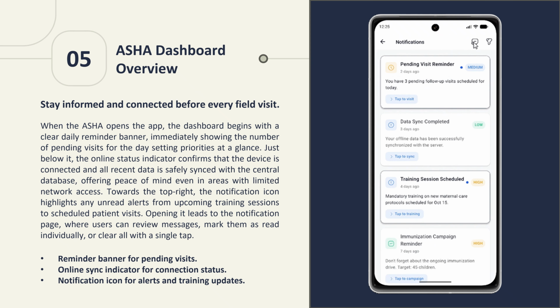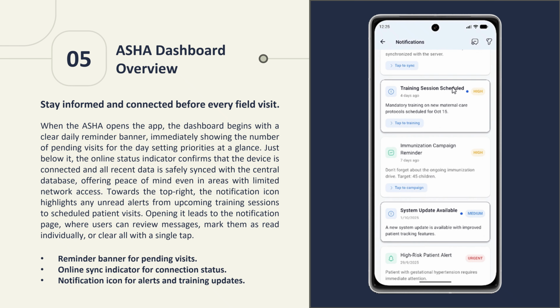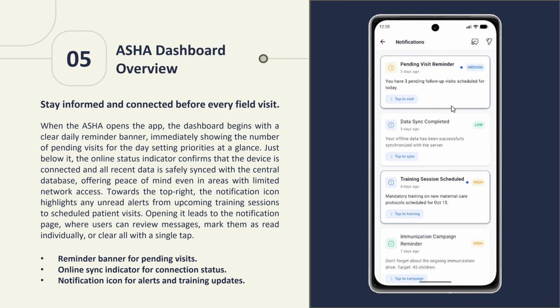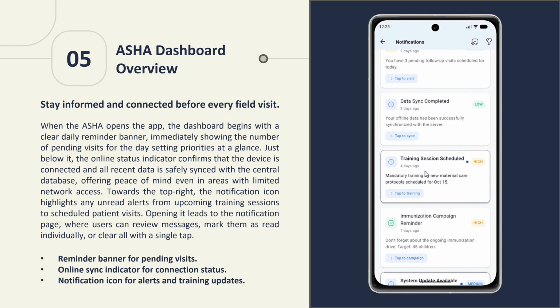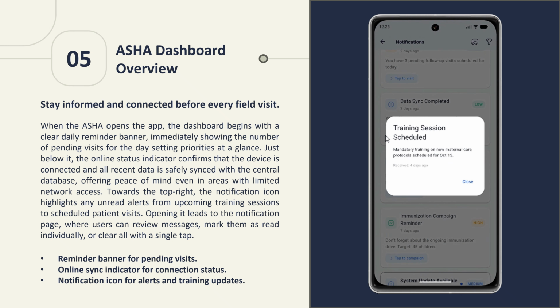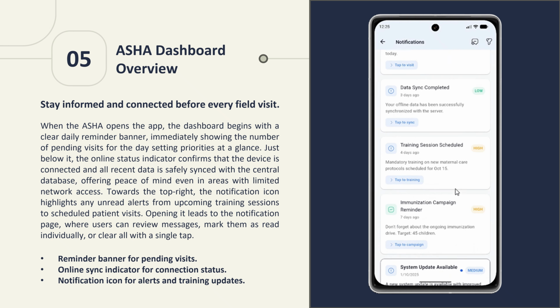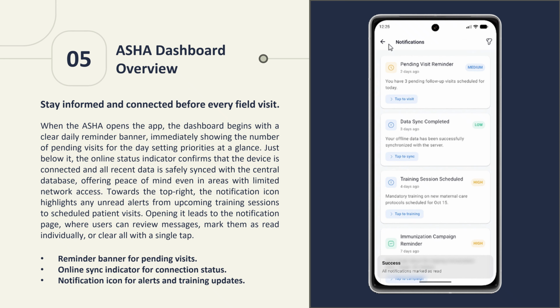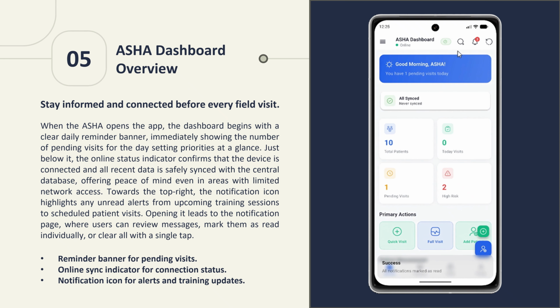Towards the top right, we have the notification icon, which displays any pending or unread notifications. By accessing the notification page, users can review updates such as training sessions or scheduled visits. Unread notifications can be marked as read individually with a single tap or all at once using the quick action icon at the top.